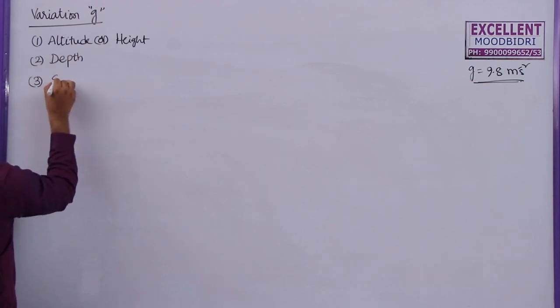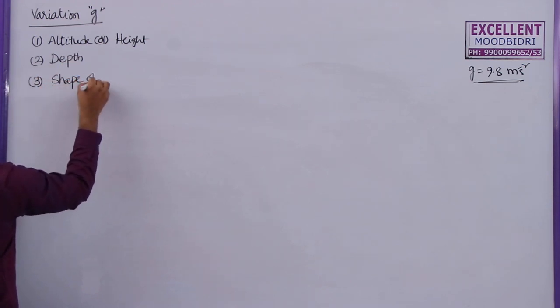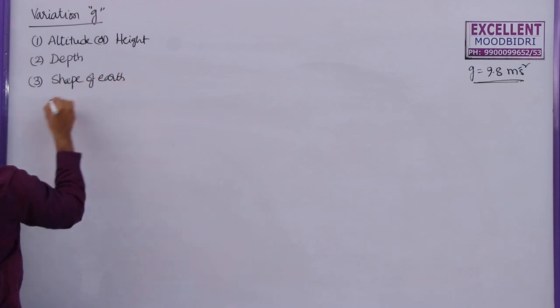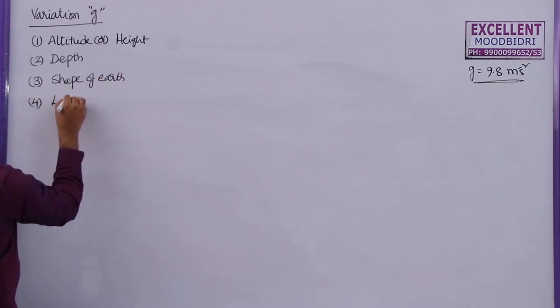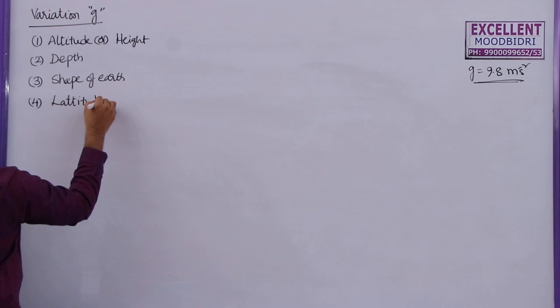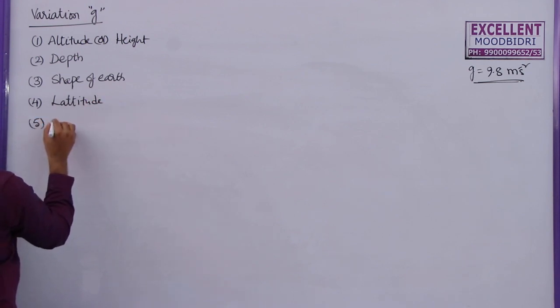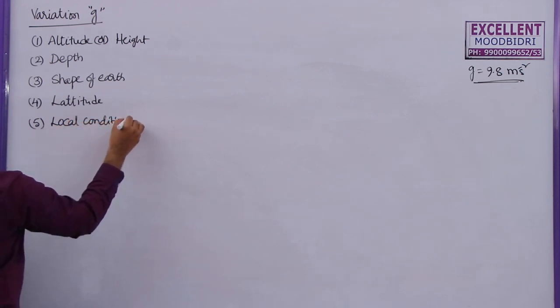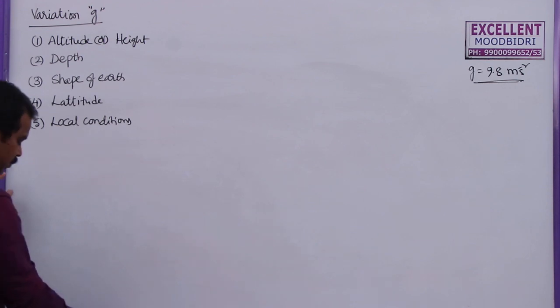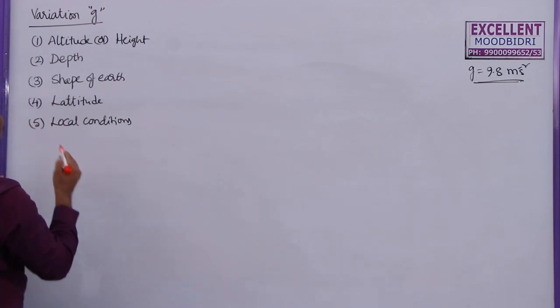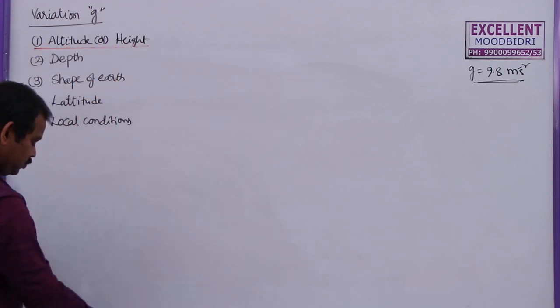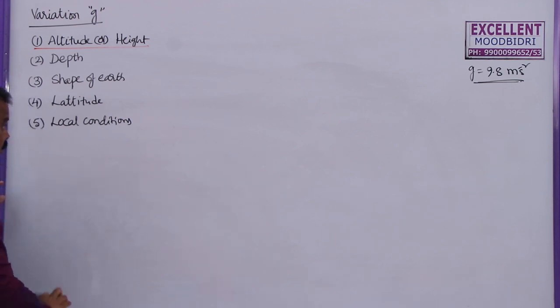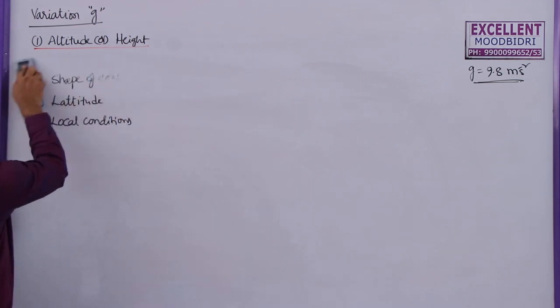Number 3, the shape of the earth. Number 4, latitude. Number 5, local conditions. So let me explain in detail one by one. The first one, altitude or height. So how does small g change with the height above the earth?